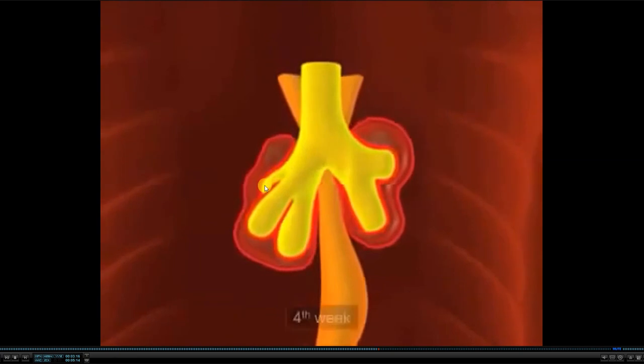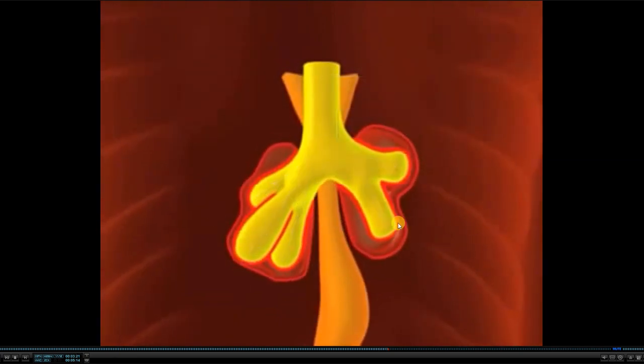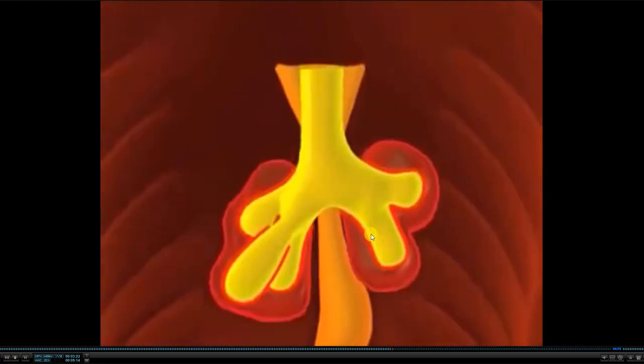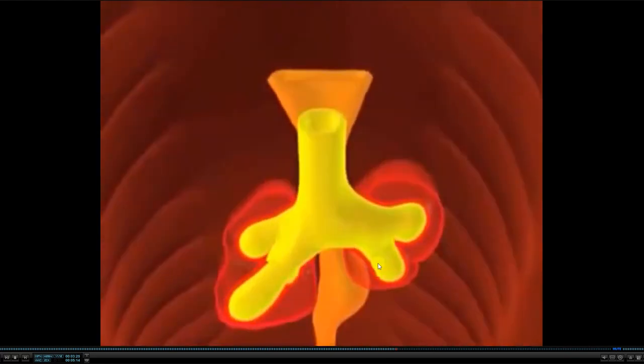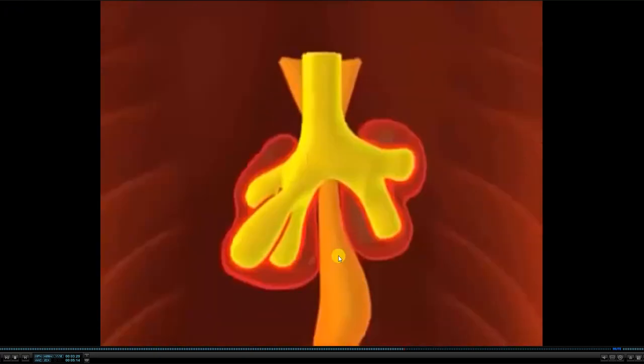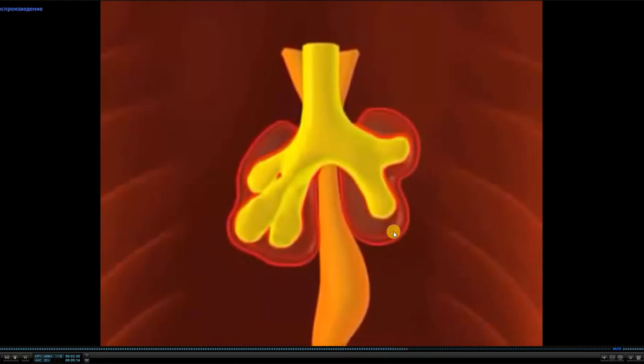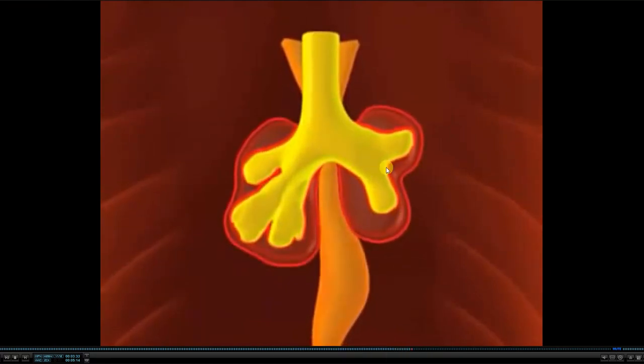You see, the right bronchial bud forms 3 bronchi and secondary buds, and the left one forms 2 bronchial buds. So it's correlated with the anatomy. I hope you remember that in anatomy, in the right lung we have 3 main bronchi. In the left we have 2 main bronchi.